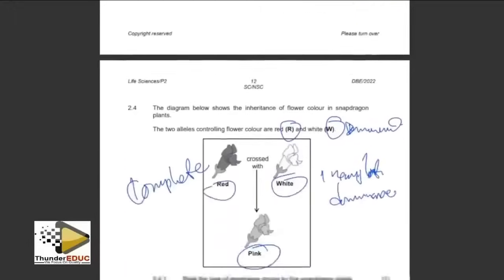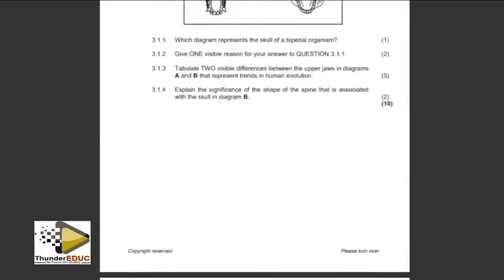Why is this thing not letting me write? I will write even if it doesn't want me to. Okay. Number one is shape. You look at the shape of the spine. And then you look at the pelvis.